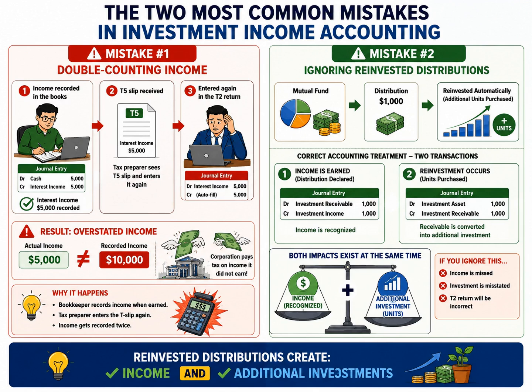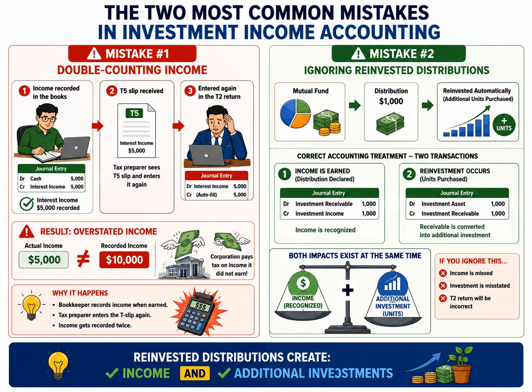A reinvested distribution actually represents two separate transactions. First, the corporation earns investment income. Second, that income is immediately used to purchase additional investment units. The income still exists. The investment balance also increases. Both effects must be reflected in the accounting records. That is why two journal entries are typically required.